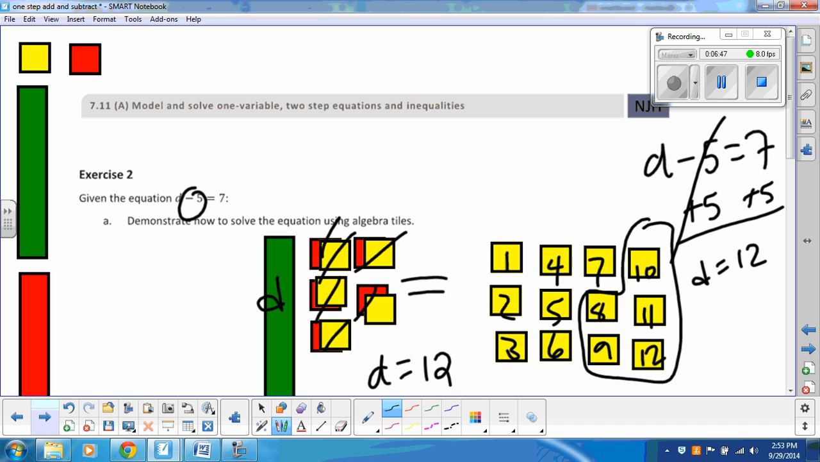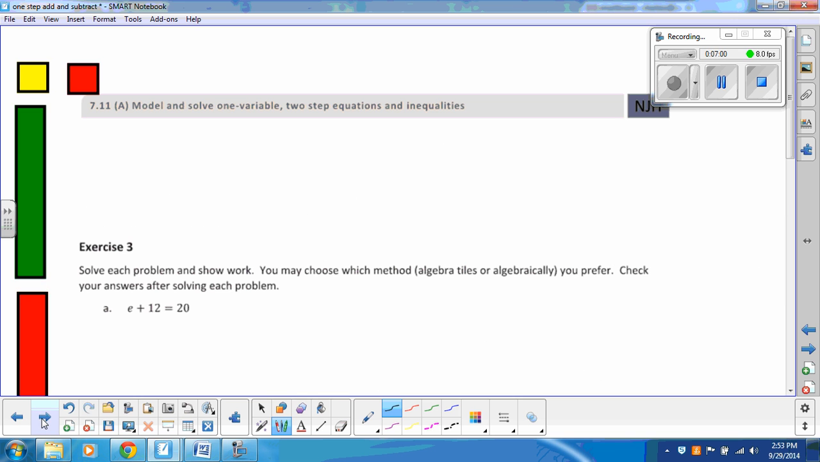Now we can check our work. I said that D equals 12, so 12 minus 5 equals 7. Is this a true statement? Yes, 7 does equal 7, so I know that 12 is my correct answer.